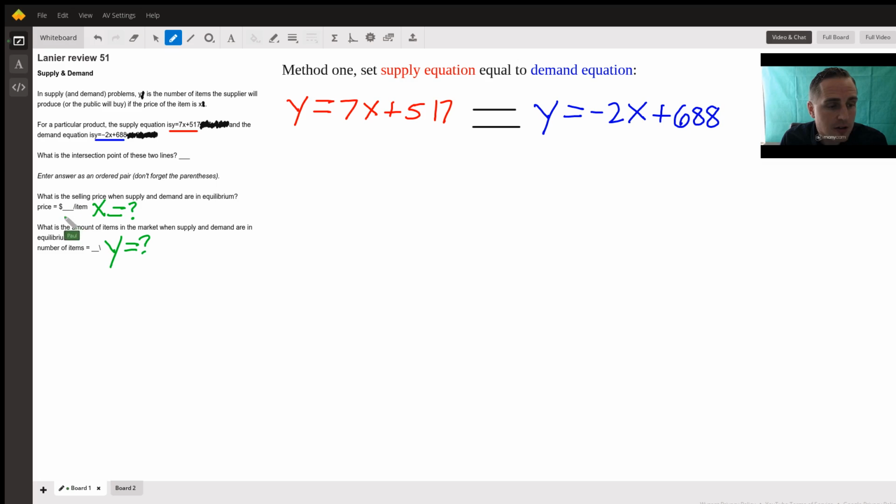What is the selling price when the supply and demand are in equilibrium? That'll be in dollars. And what is the amount of items in the market when the supply and demand are in equilibrium? That'll be Y. Now, by the way, X and Y, the intersection point we're going to do in this problem in green. X is in dollars, Y is just items. And then the supply equation will be in red and the demand equation will be in blue, like I have shown here.